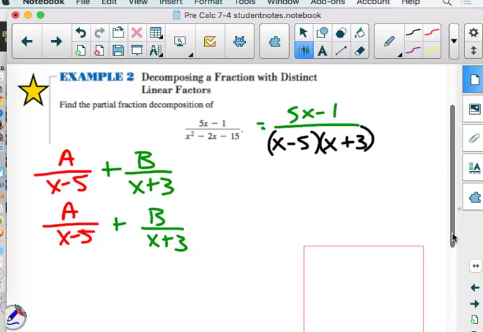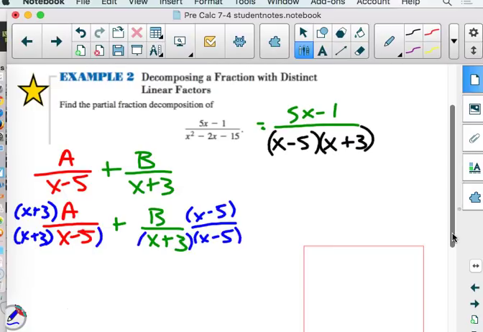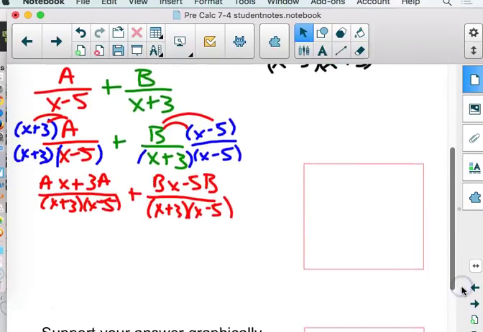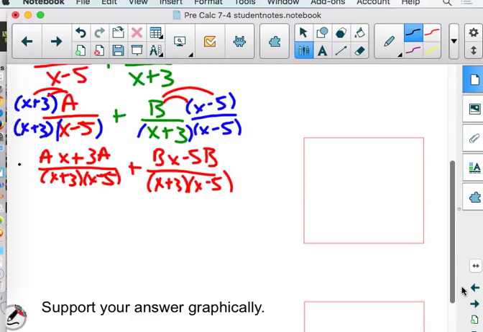And we realize that would mean that this first one would need an x plus 3 on the top and the bottom, and the second one would need an x minus 5 on the top and the bottom. And we see what happens when we do that. So if we distribute the A, we're going to get Ax plus 3A over the quantity x plus 3 times the quantity x minus 5 plus, distribute the B, Bx minus 5B over the quantity x plus 3 times the quantity x minus 5. And now we could actually put those together. They have the same denominator, the quantity x plus 3 times the quantity x minus 5.